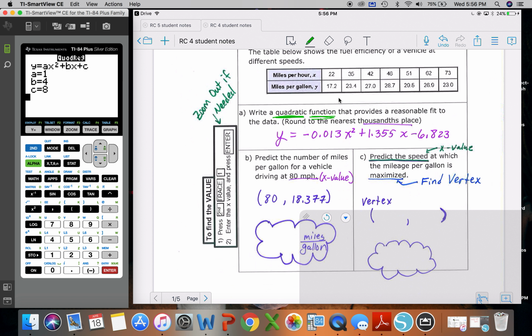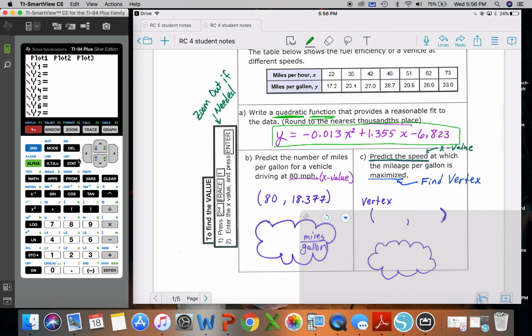So this we did just like steps 1 and 2, where I'm given the equation, and we rounded to the thousandths place because when you get these numbers in the calculator, they're very ugly. So we round them to 3 numbers after the decimal. Part B asked me to predict the number of miles per gallon for a vehicle driving at 80 miles per hour. Miles per hour is an x value, so they're telling me basically that x is 80, find y.